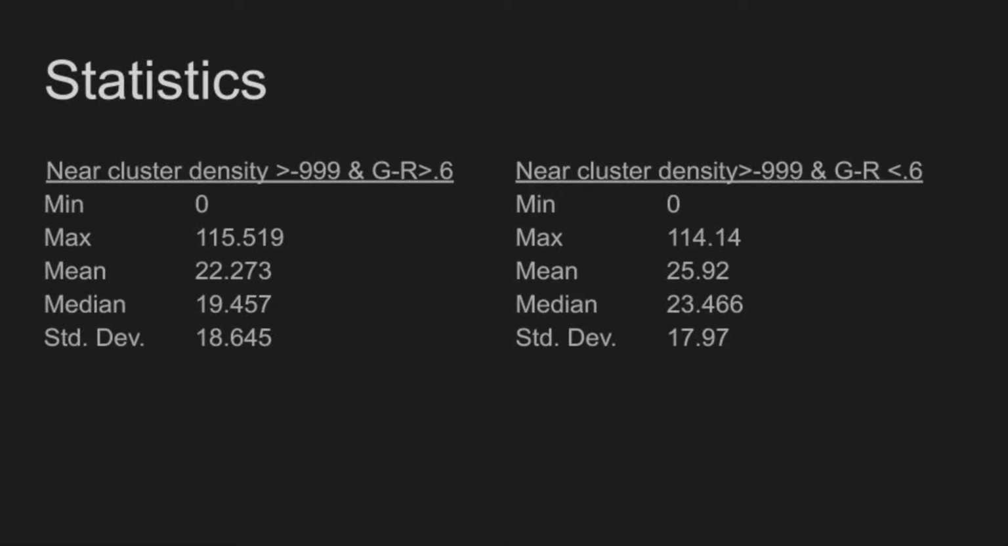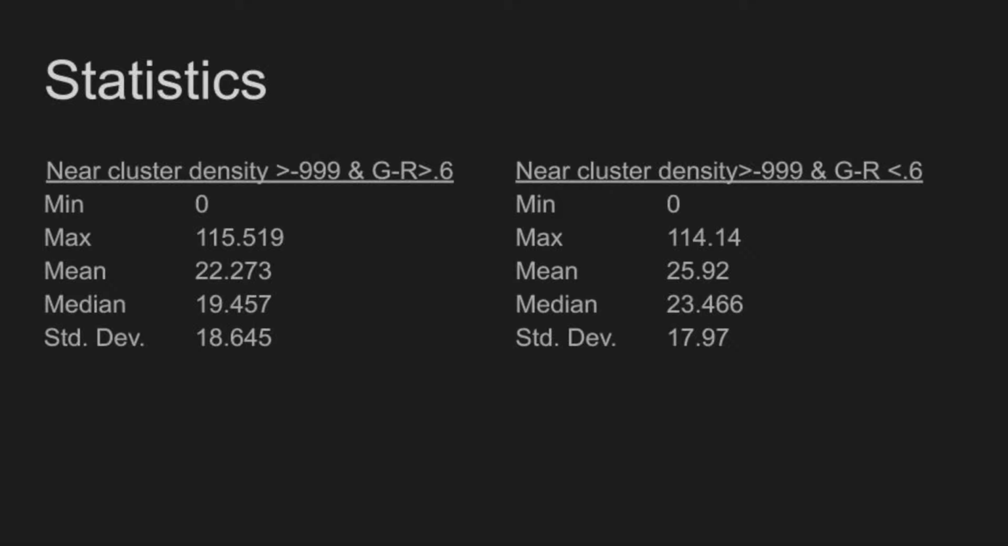We then separated the galaxies from the original dataset with near cluster distance G minus R greater than 0.6 and near cluster distance G minus R less than 0.6. We then analyzed the histograms and statistics for the two groups of data and compared those results.